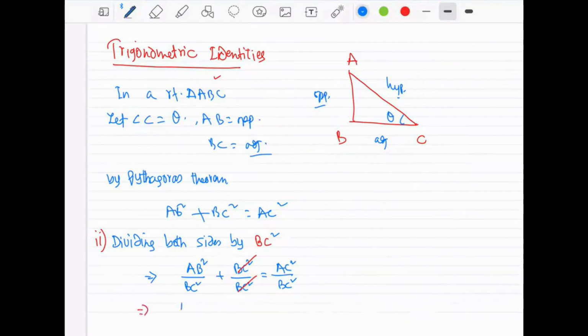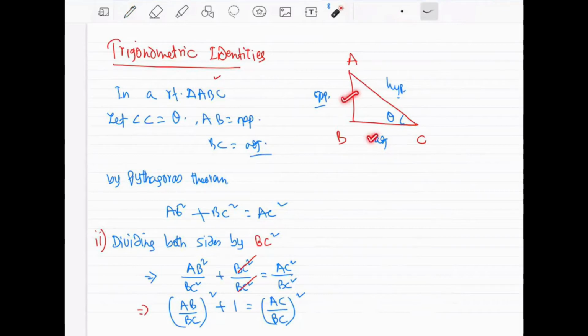Now we have AB by BC, I'm putting the square outside, plus BC square, and BC square got cancelled. One must be remaining, and there is AC by BC whole square. And remember, AB is the opposite, BC is the adjacent, AC is the hypotenuse.